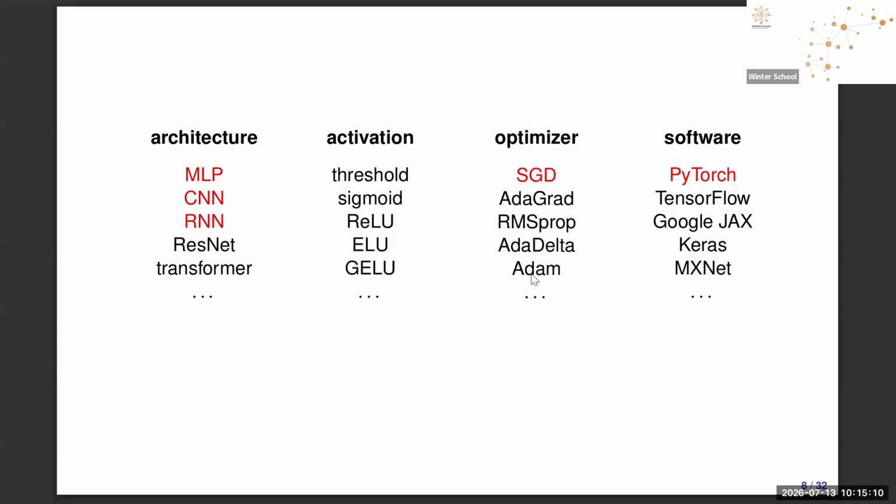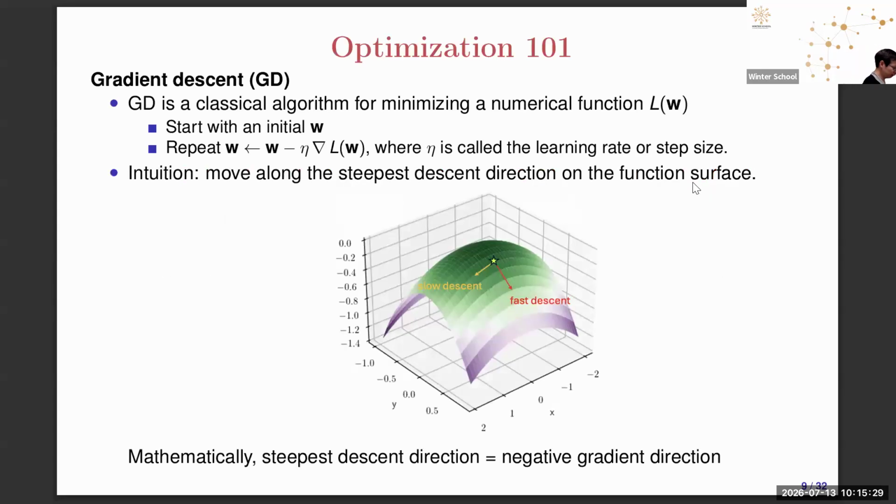I think the paper has probably more than 60,000 citations now. Yeah, huge number of citations. And I'm going to tell you a little bit about how you can actually get your hands on using the PyTorch library. Okay, so about the optimization.